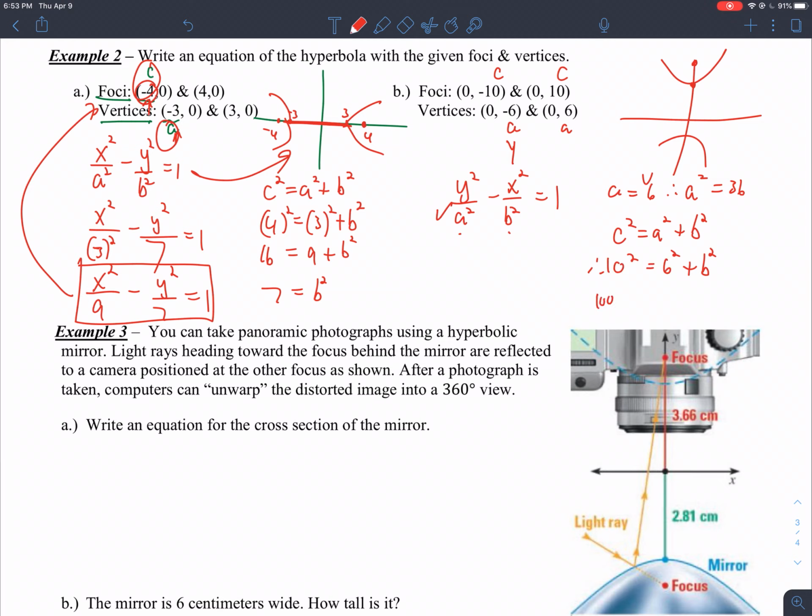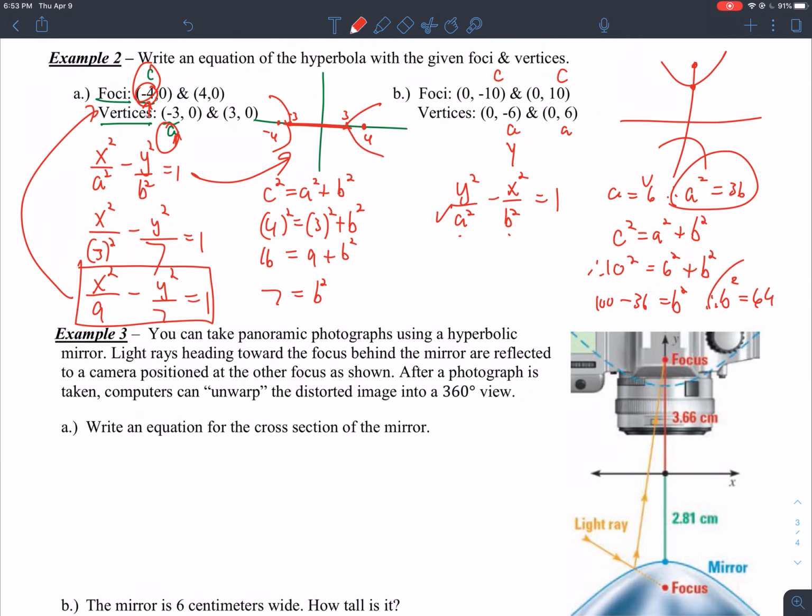So you would get 100 minus 36 equals b squared. We don't want b, we just want b squared, which is 100 minus 36, which is 64. Okay, so I have a squared is 36, I have b squared is 64, and I can just plug them in here. y squared over 36 minus x squared over 64 equals 1. Okay, and there's my equation of this hyperbola.